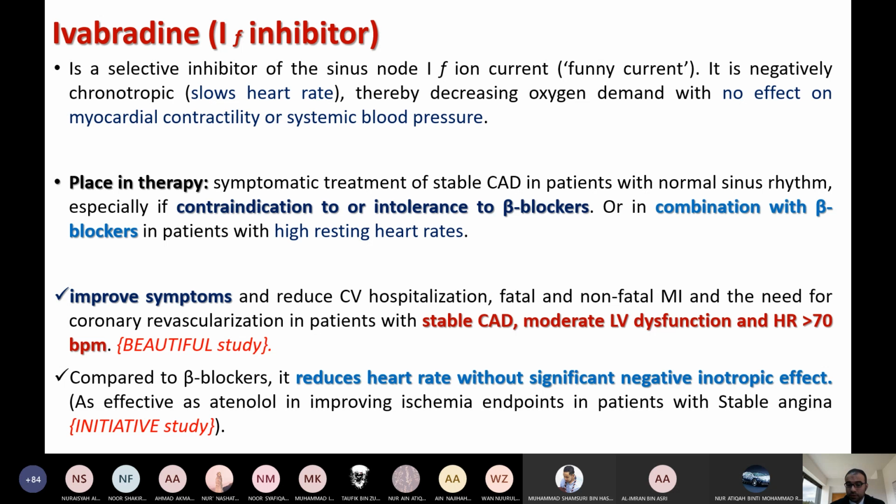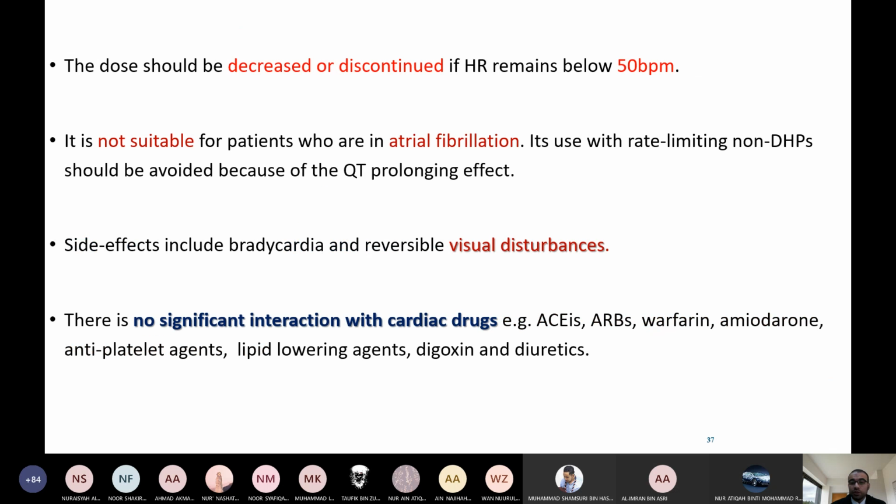Also, compared to the beta blocker, it has an impact on the heart rate without the negative inotropic effect of the beta blocker, which is really good. Regarding the dose, when the heart rate of the patient comes down to as low as 50, that is an indication that you have to think about discontinuing or decreasing, depending on the case. It is not suitable to consider this medication in patients with atrial fibrillation. It will be very challenging for them.